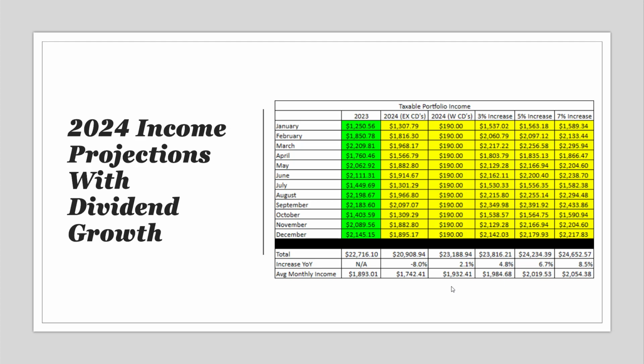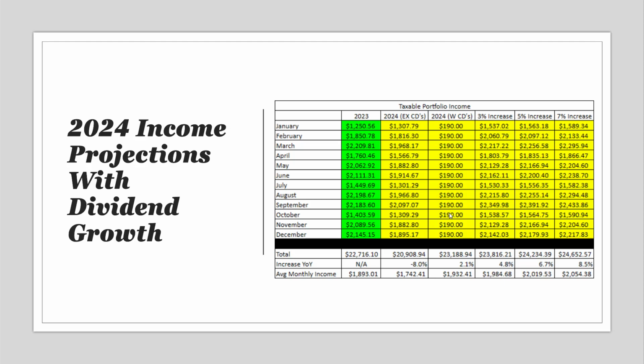Now, the next column over, 2024 with CDs, what I did here is I said, what if all of the cash holdings and all those certificates and money market, what if all of that was invested at about 4%? And I'm using that as my number because, again, I think you can easily find something at 4%. Even if the Fed decreases rates, I think 4% is still pretty reasonable. But basically, in the portfolio, it'd be generating about $190 a month of interest income from those sources.